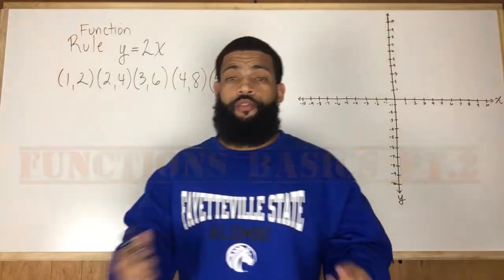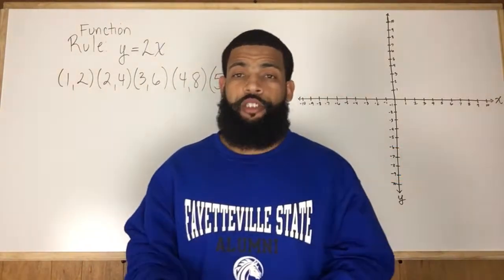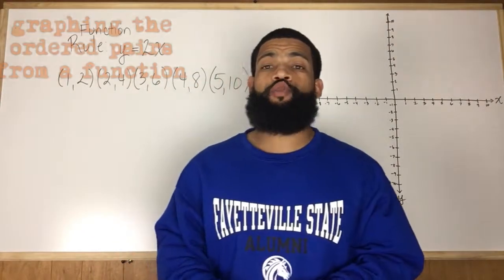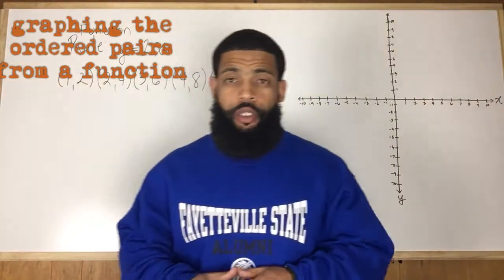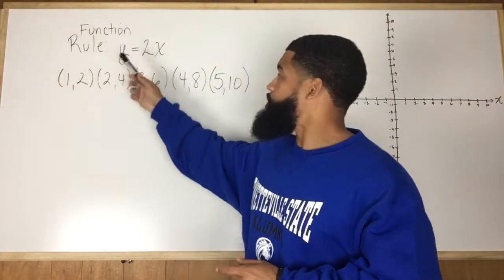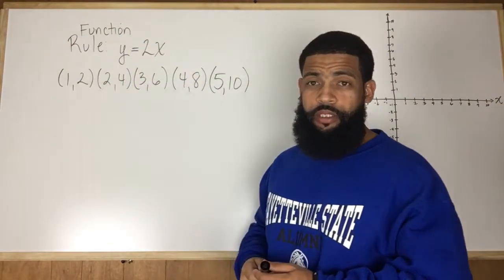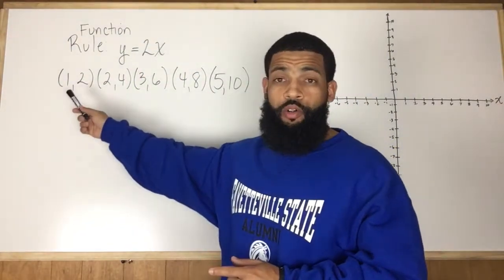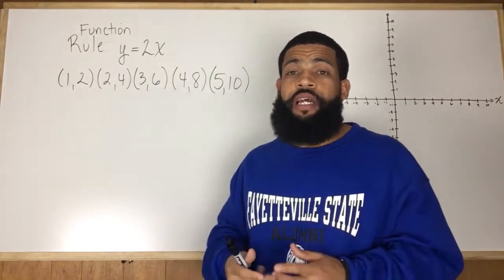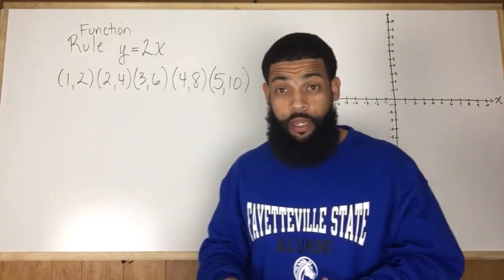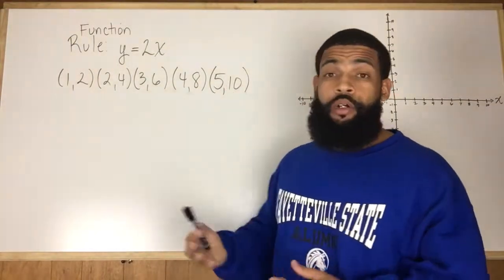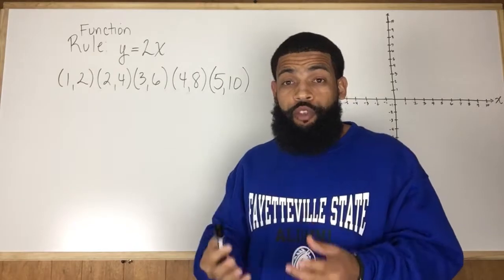Now, continuing from our initial video on functions, we're going to take those same ordered pairs and I'm going to show you how you can graph those ordered pairs. So basically what we had is a function rule, and in this case the function rule is y equals 2x. Now in the first video we only had 4 ordered pairs, but for the sake of graphing I decided to add an extra ordered pair, which would be 5, 10. Remember, it still follows the function rule.